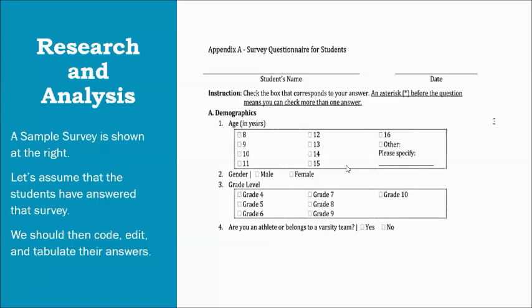So, ito yung sample ng survey. Ito yung isang example ng quantitative statistical tools to. Ibig sabihin, ang gagamitin mo dito ay frequency count. Ilan ba ang sumagot ng 8 years old na estudyante? Ilan ba ang male na estudyante? Ilan ba ang grade 4 na estudyante? Okay? Yan. Ilan ba yung involved sa athlete or belongs to a varsity team? So basically, this is an example of quantitative.